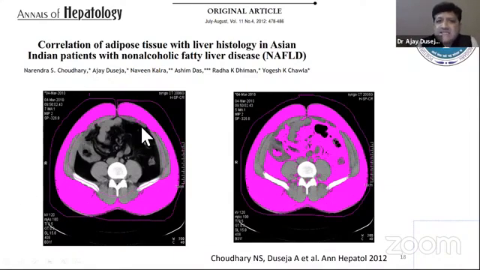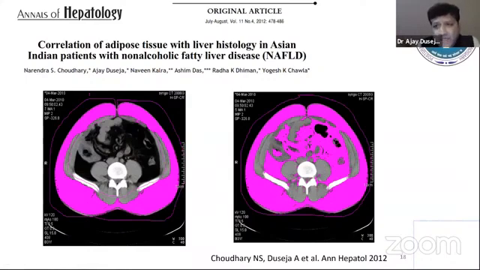But this is the plain CT which we had done at L4, L5 level, and this was the subcutaneous adipose tissue. This was the visceral adipose tissue, and we tried to correlate all this with the severity of NAFLD, and we found that both are probably related to the severity of fatty liver disease.